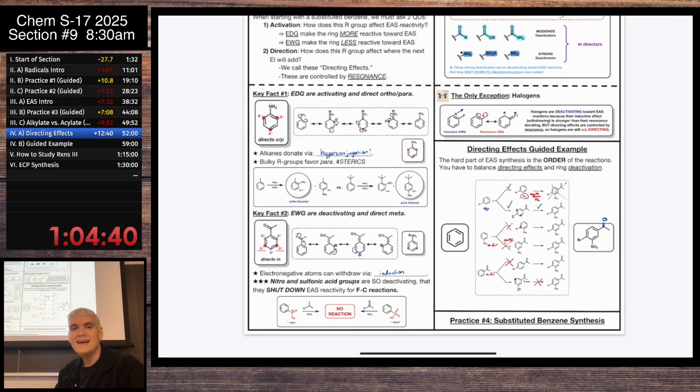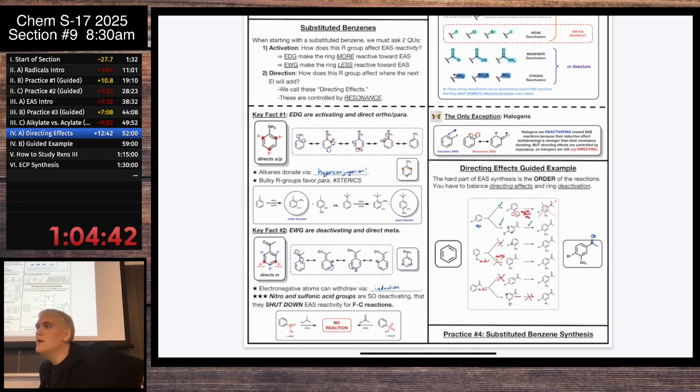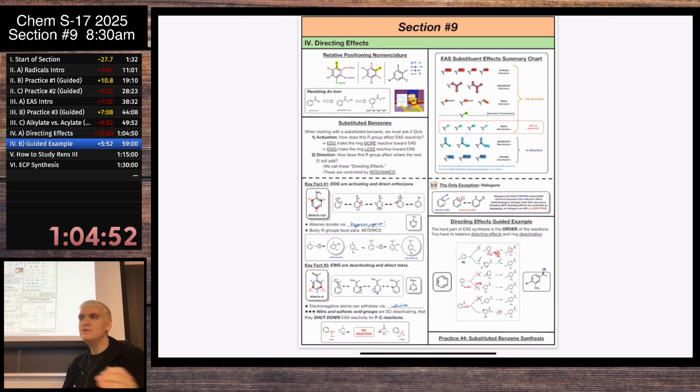So again, it's kind of dense, but this is where you're going to have some conceptual questions on it. There's a lot of it in the problem set to be working through some of these. So you will see more certainly. Cool. Any questions about directing effects?